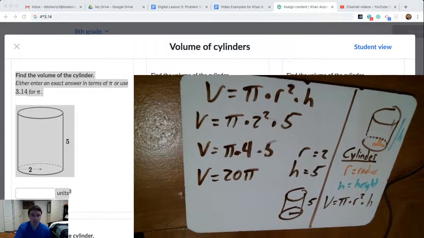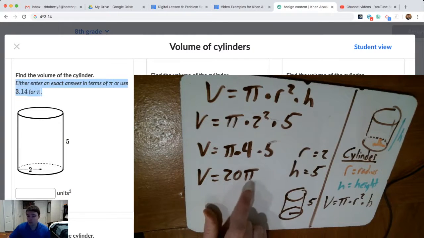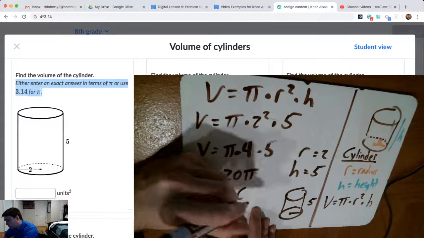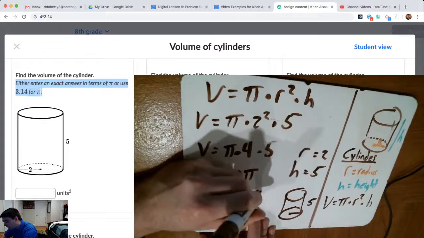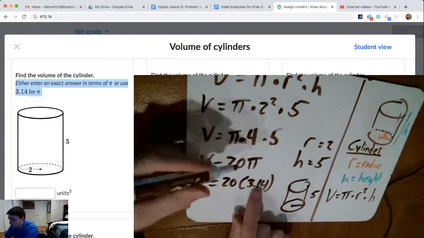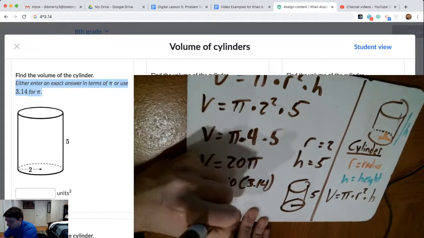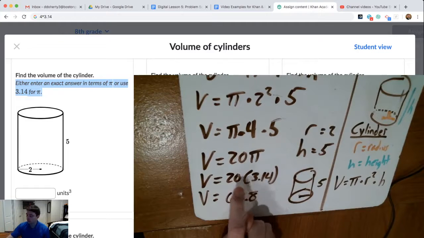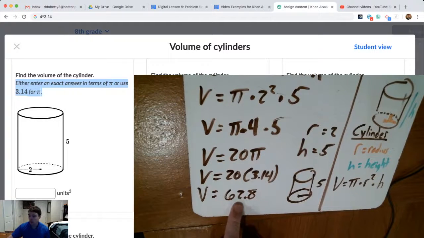And we'll see in the directions here, it says to either enter an exact answer in terms of pi, so I could put in 20 pi, or I could use 3.14 for pi. So if I want to do 2 more steps to have an estimate for what 20 pi is equal to, I plug in 3.14 for pi, and 20 times 3.14 is just going to move the decimal and double it, so it's actually going to become 62.8. You are welcome to use a calculator, but if I double 3.14, that's 6.28, and move that decimal, it's 62.8. So either one of those would work for the volume for this cylinder here.